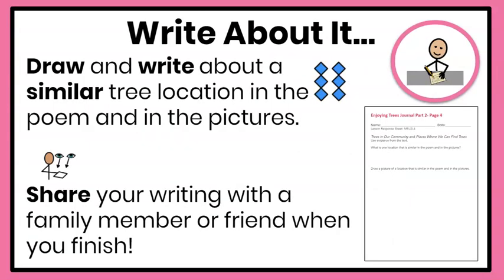Now that you've talked about it, let's write about it. In your Enjoying Trees Journal, Part 2, page 4, draw and write about a similar tree location in the poem and in the pictures. Respond to the following questions. What is one location that is similar in the poem and in the pictures? Draw a picture of a location that is similar in the poem and in the pictures.